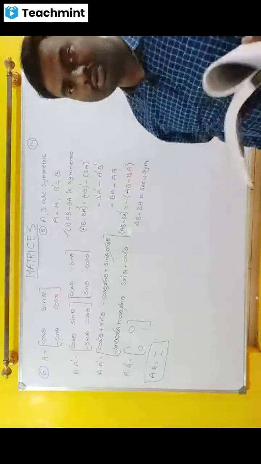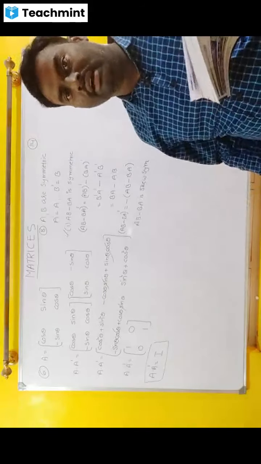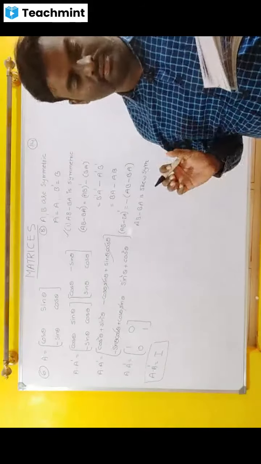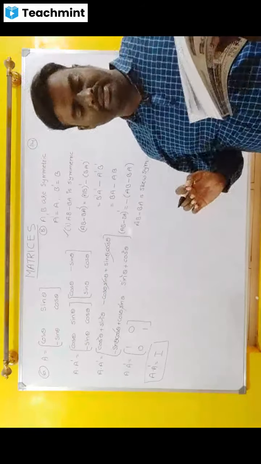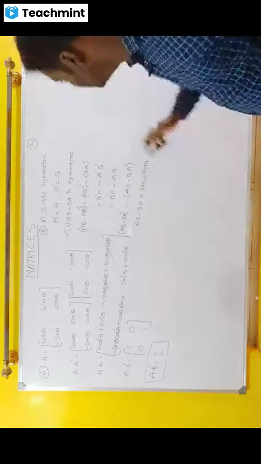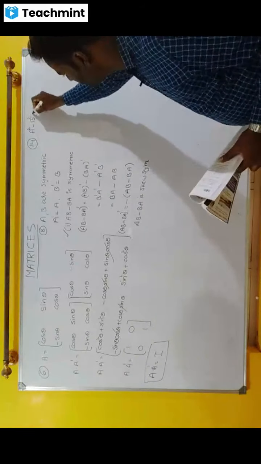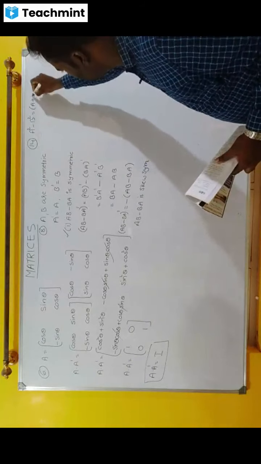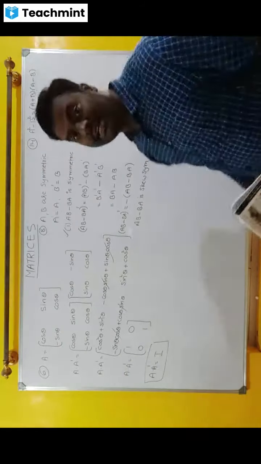We will discuss question number 14. A and B are square matrices of the same order, and the given condition is A square minus B square is equal to (A plus B) into (A minus B).